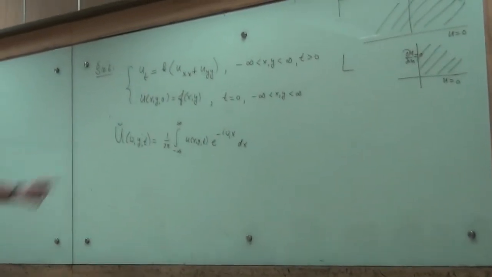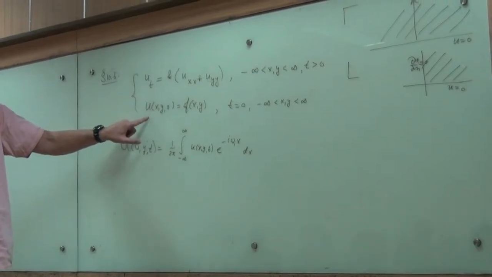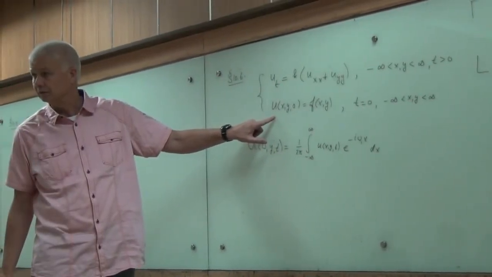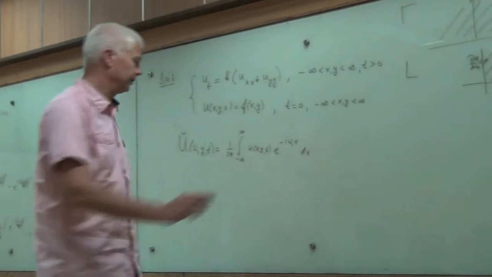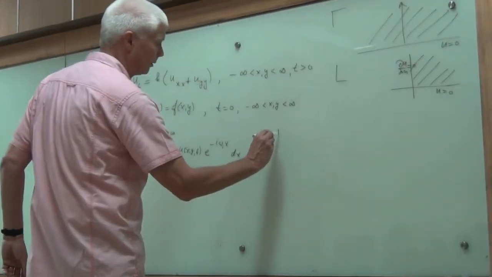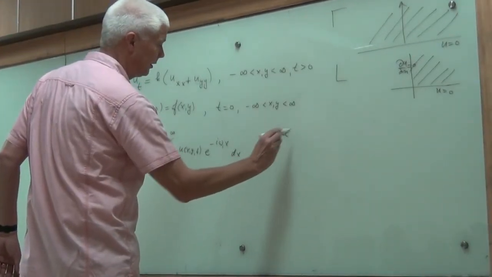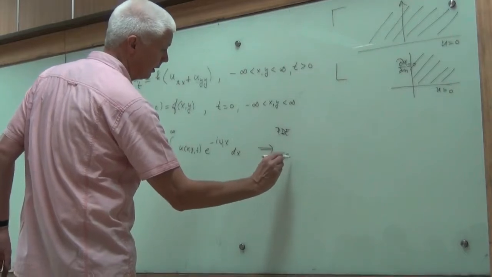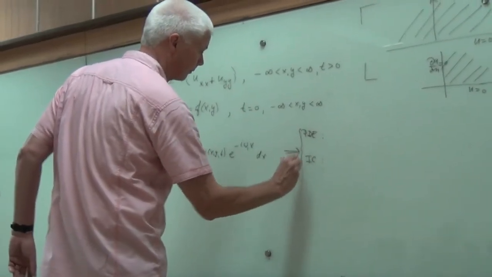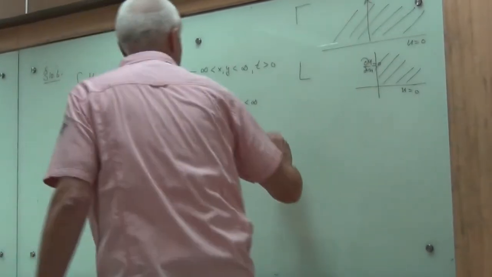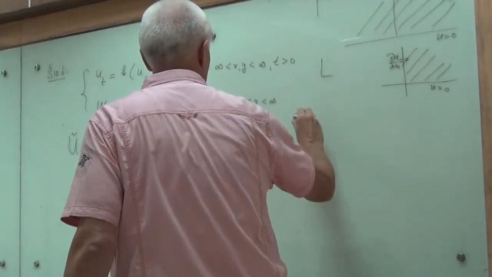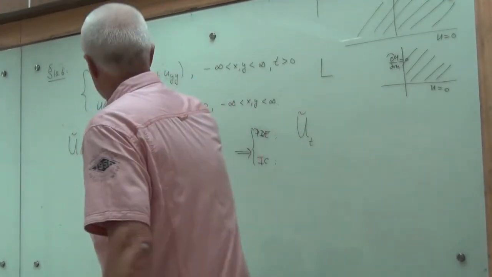So I have to Fourier transform my PDE. I have to Fourier transform my initial function. Okay, let's do that. PDE and initial condition. Then I will get over here this.